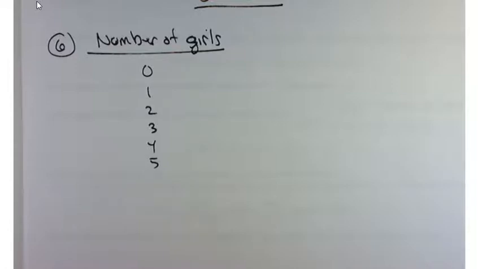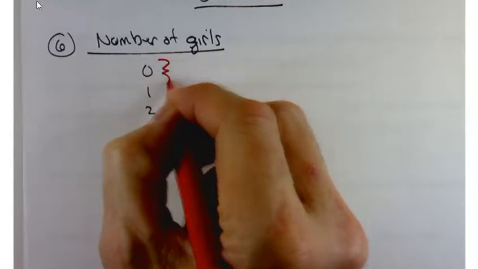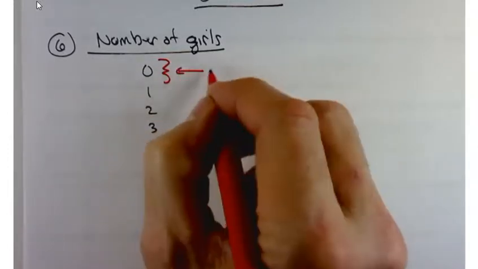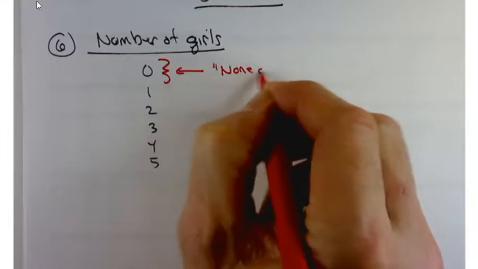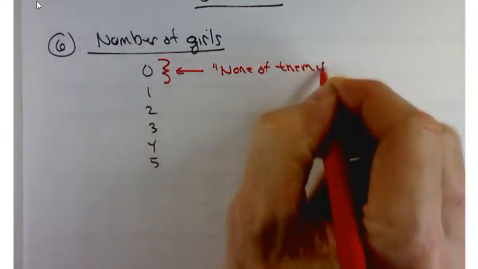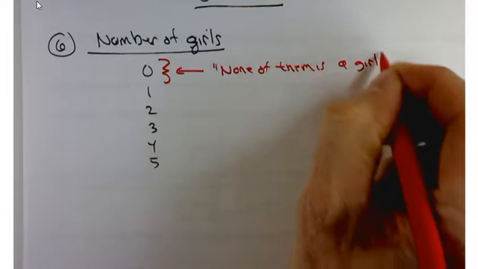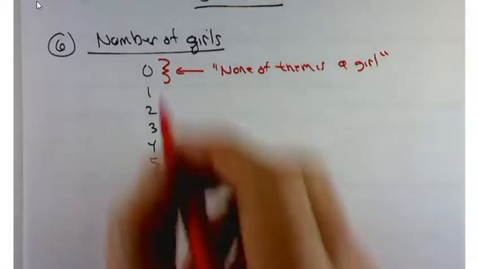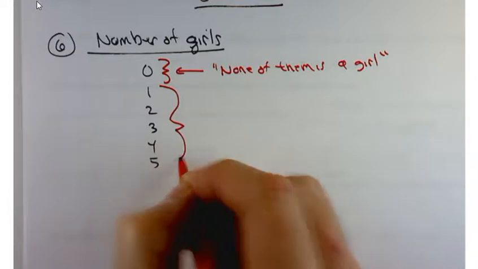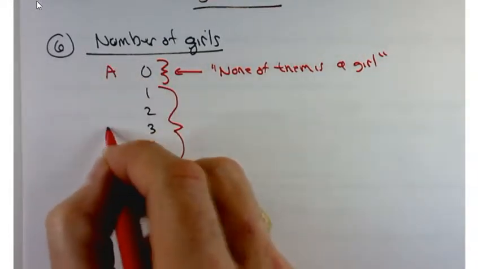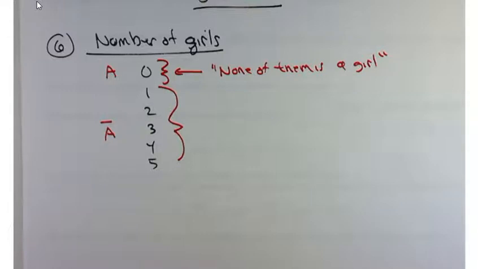So it says, when a couple has five children, none of them is a girl. So none of them is a girl would refer to just this one. Well, how would you describe the rest of it? If this is our event A, then this is A bar here. It's the complement. It's like everything else. What description would you give to the complement here? How could you describe that to somebody?